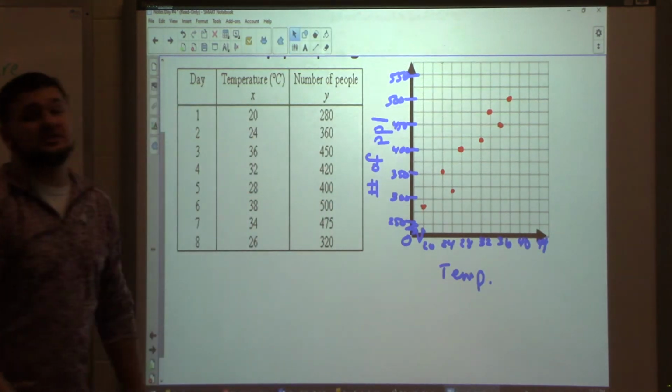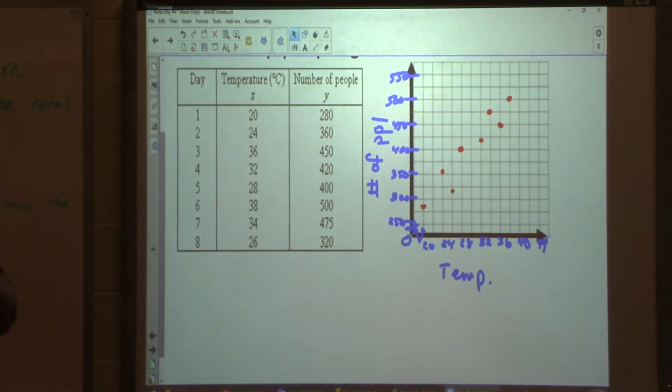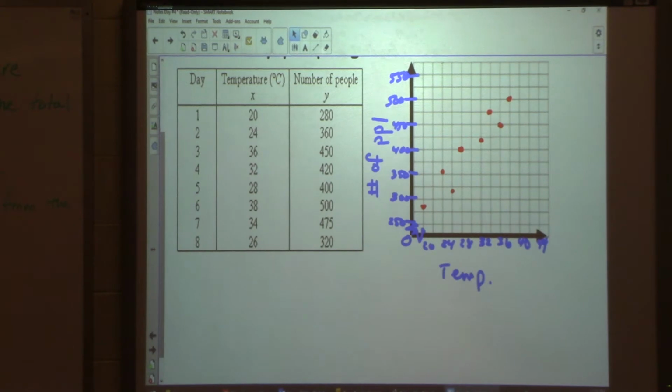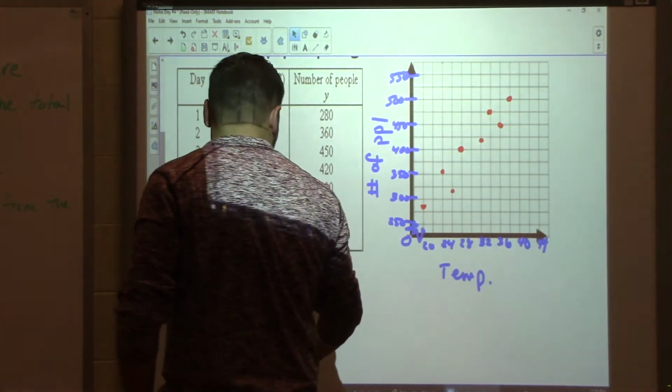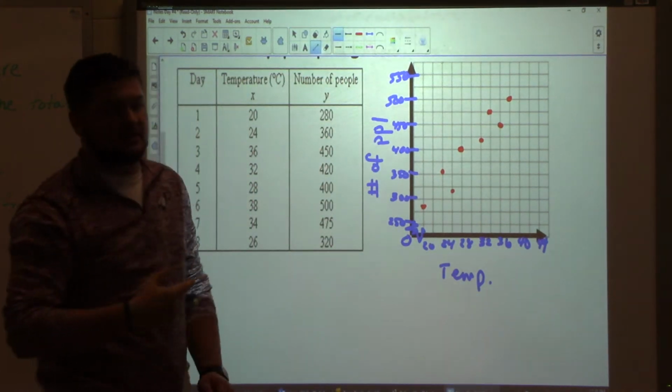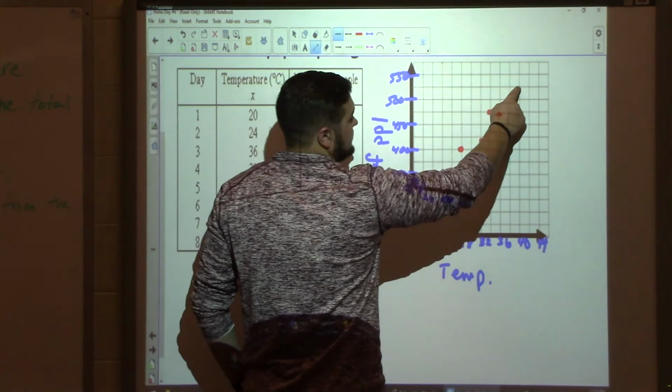Alright, so you make your scatter plot. What type of correlation do you see there? Negative or positive? Positive, right? We're looking left to right, it's going up. So what we're going to do is try to create a line of best fit based off 2 points that we have. What I did is I took the first and the last point. You take a straight edge and draw a line through those 2 points.